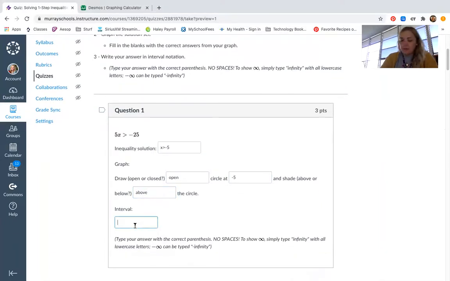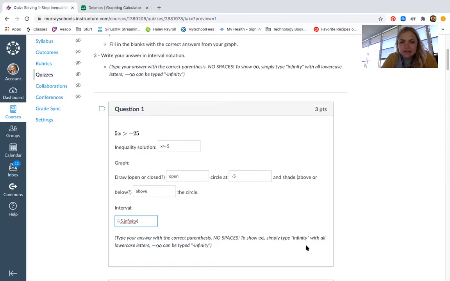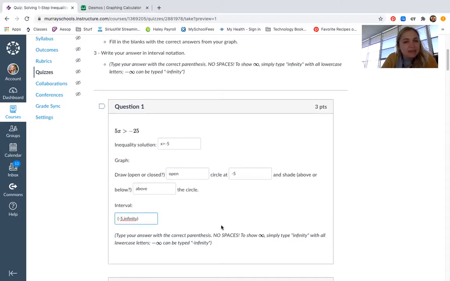And our interval, we had the open parenthesis, negative 5, comma, and then look right here. Type your answer with the correct parentheses, no spaces. To show infinity, simply type infinity. Well, I want that, so I'm going to type in infinity with an open parenthesis. I hope I spelled that correctly, infinity. Looks like it's correct. I don't know why I'm second guessing myself though.